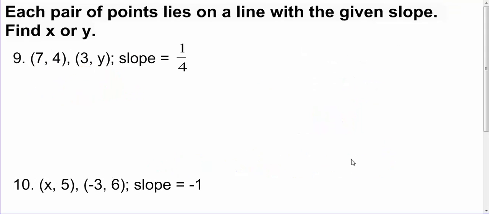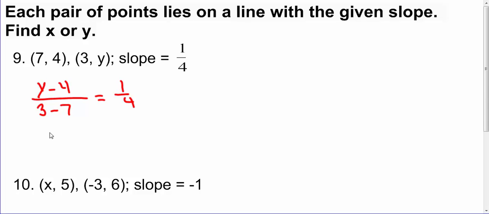All right, let's take a look at our last slide here. This time we're given a little bit different information. We're given the points, the ordered pairs, but one of them is missing. So it's 3, y. We don't know what that number is. We're going to have to figure it out. But we are given the slope. So what we'll do here is actually use the formula. y2 minus y1 divided by x2 minus x1 equals the slope.